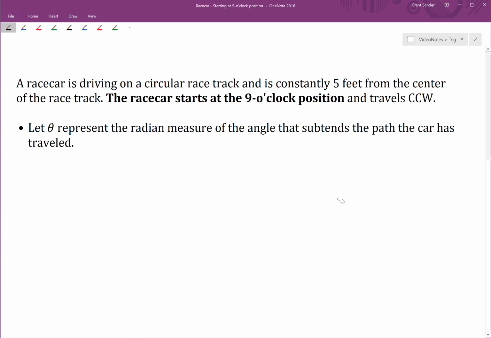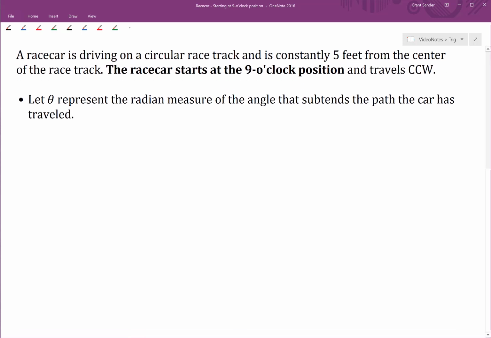Suppose a race car is driving on a circular racetrack and is constantly 5 feet from the center of the racetrack. The race car starts at the 9 o'clock position and travels counterclockwise. We'll let theta represent the radian measure of the angle that subtends the path the race car has traveled, and suppose we're concerned with the race car's horizontal distance to the right of the center of the racetrack.